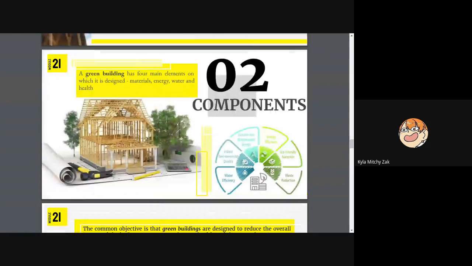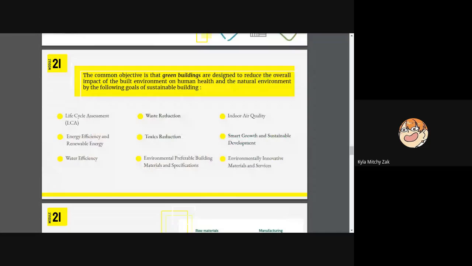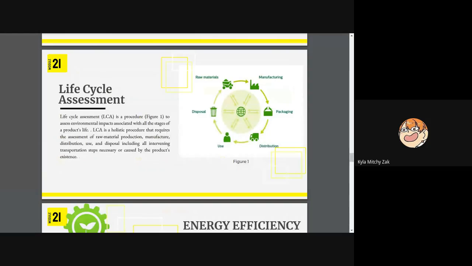The second topic will be components. So, a green building has four main elements on which it is designed, namely materials, energy, water, and health. The common objective is that green buildings are designed to reduce the overall impact of the built environment on human health and the natural environment by following the goals of sustainable building. So, we'll be discussing 9 topics that relate to the use of water, energy, and its impact on environmental and personal health. So the first component is the life cycle assessment.